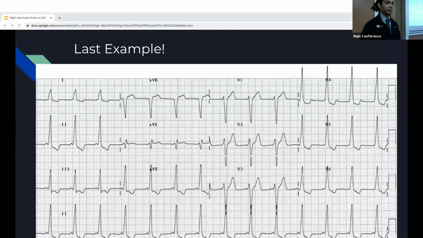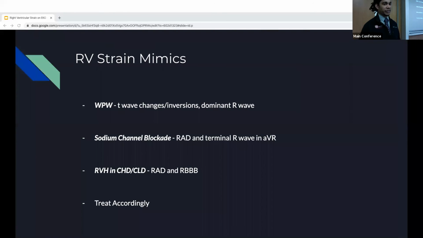This is the last example. I just put this on there because in II, III, and AVF you have ST depression, maybe some elevation in AVR, but you also have a delta wave here and a short PR interval. And I just want to mention that, although you have these findings of RV strain on the EKG, know that some of these other EKG findings or patterns can have some overlap with RV strain.